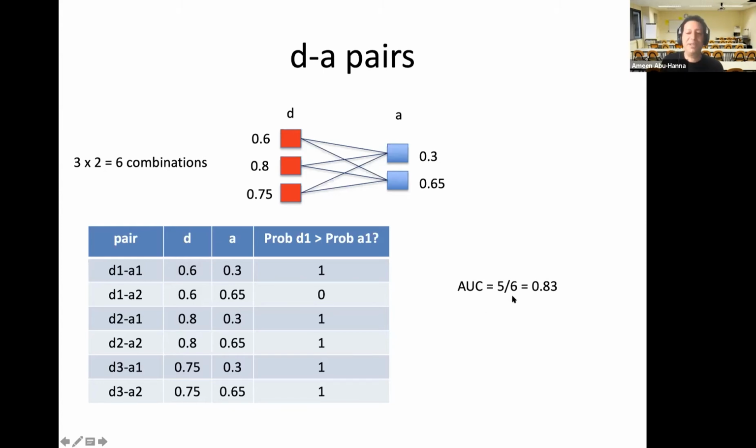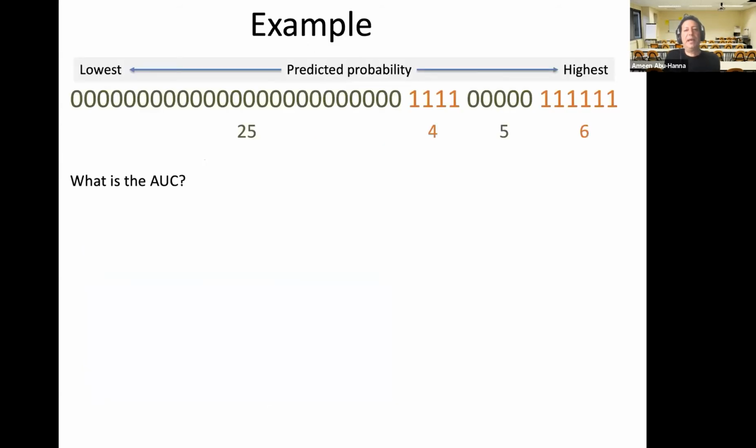So this is the interpretation of the AUC in terms of pairing, and this also gives you why it's a discrimination, because discrimination is about the ability of the model to give higher probability to the person who died than the person who lived. So this is the AUC. I hope it's clear. And let's finish with an example.